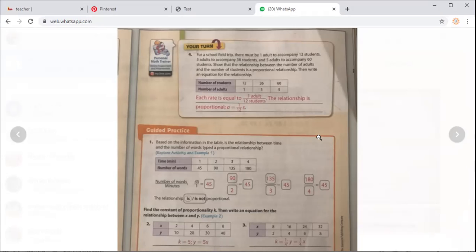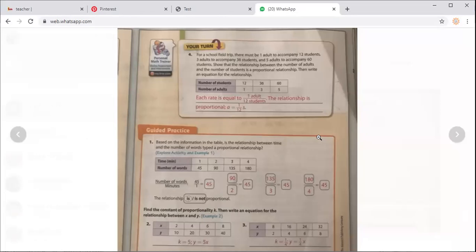And each time we are looking for the value of the constant, we have to calculate y over x. Then we will start with the first. It will be 1 over 12. If you move to the second one, 3 over 36. In simplest form, it will be what?